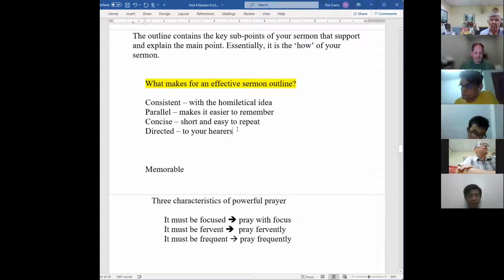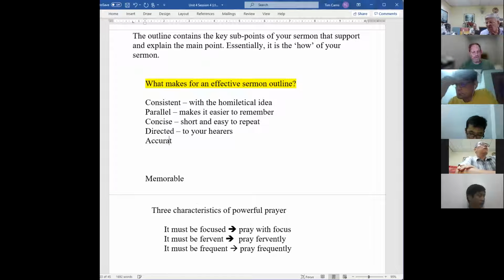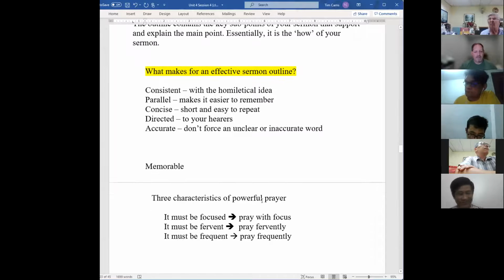And then of course, it must be accurate. Okay, don't force an unclear or inaccurate word. Sometimes when we're trying to find that word that'll match the other words, we'll force one in there that really isn't reflecting what the text is saying, just because we want the outline to match. So be careful with that.